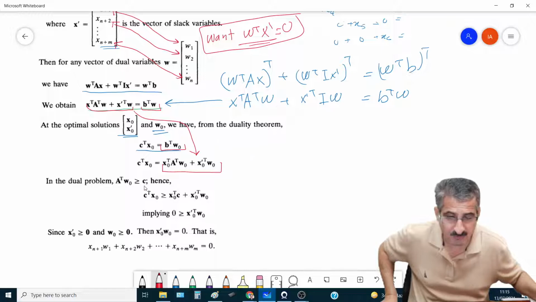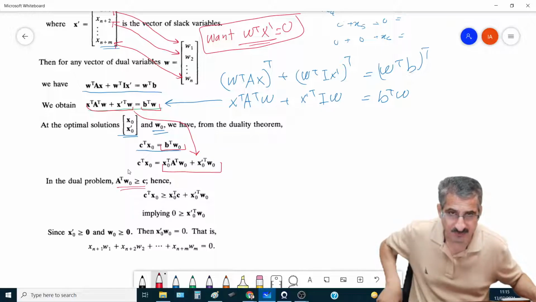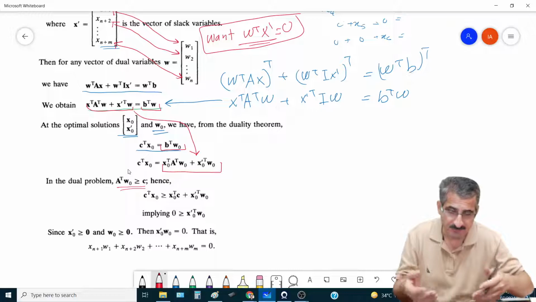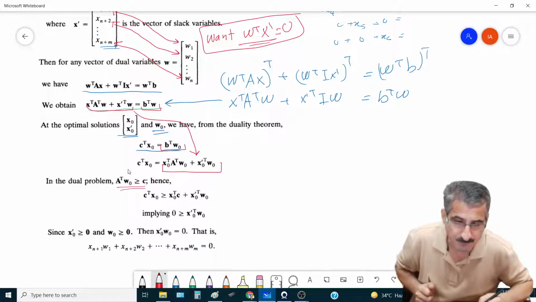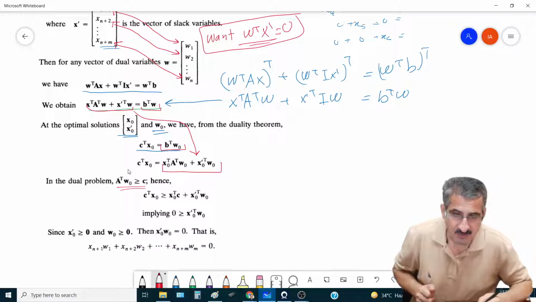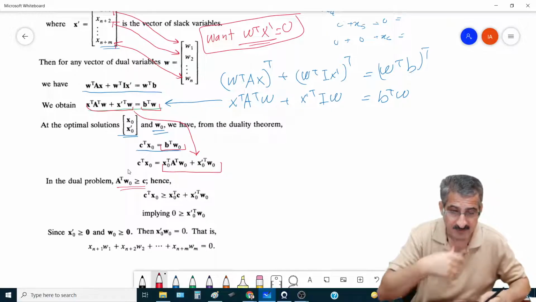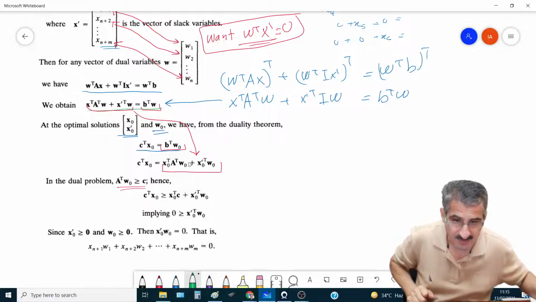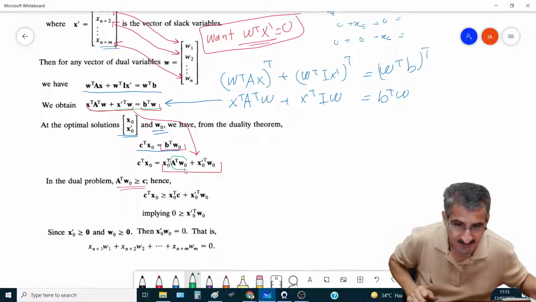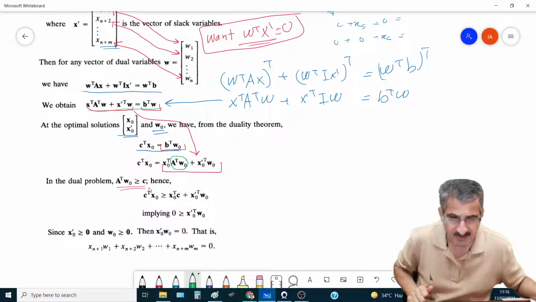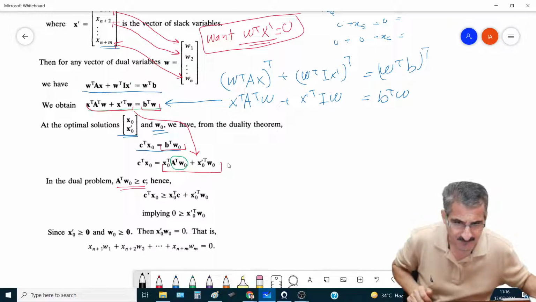Okay, in the dual problem, we have this. Why? Because w naught is a solution for the dual problem. So it must achieve that, right? Now, A transpose w naught is greater than or equal to c. Hence, what's happening here? We are taking this thing and replacing it with something like, okay, you see, this is greater than or equal, this is x naught transpose, but what I will do here is replace A transpose with what?